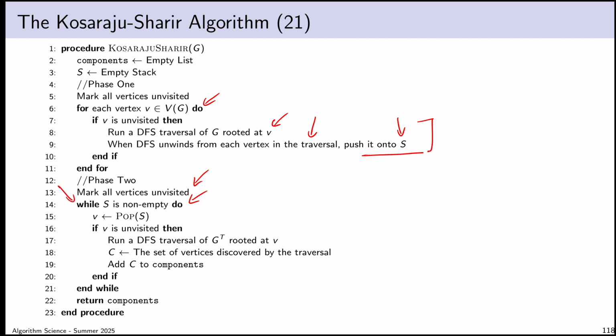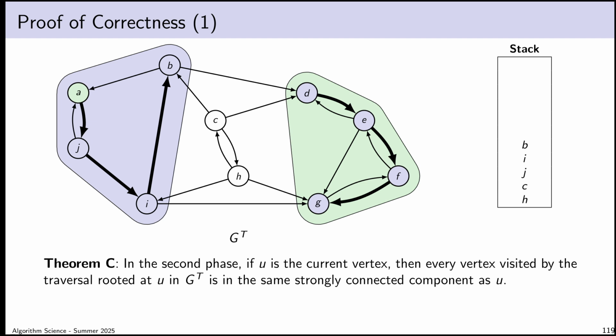During phase 2, as long as the stack is non-empty, pop the first vertex. If that vertex has already been visited, then just do nothing and keep going. If it is unvisited in phase 2, then do a DFS rooted at that vertex in G transpose, figure out the set of vertices that were visited by that traversal, and then add that as our next component. And that's the Kosaraju-Sharir algorithm. All we have left to do is to prove that it works. So I have two theorems for that, Theorem C and Theorem D.